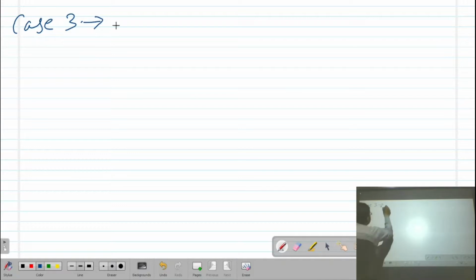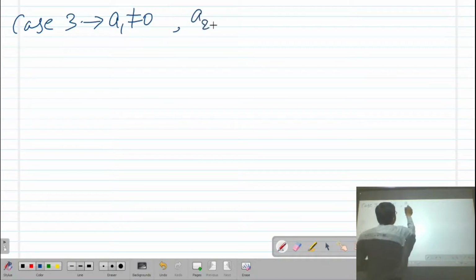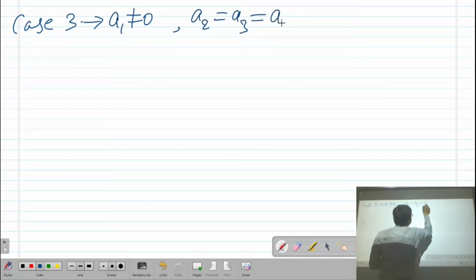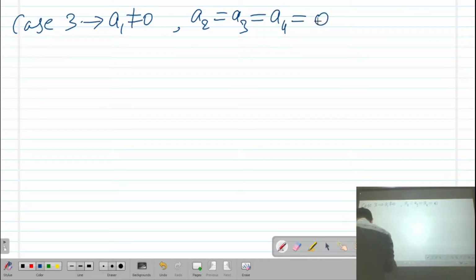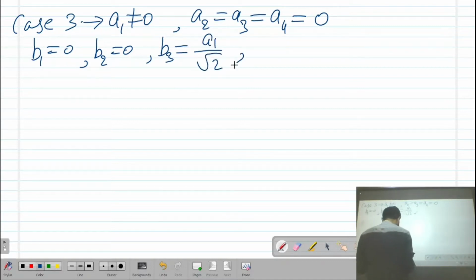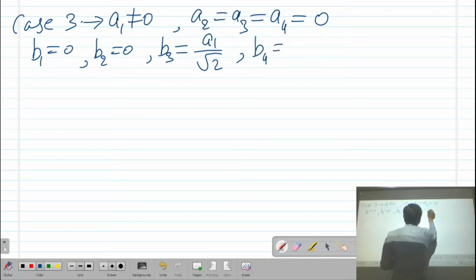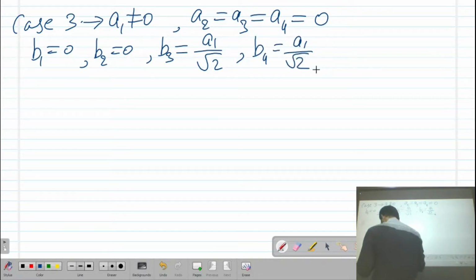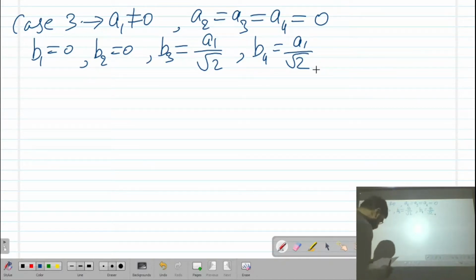In case number 3, we will have A1 is not equal to 0, and A2 equals A3 equals A4 equals 0. Then we will get B1 equals 0, B2 equals 0, B3 equals A1 by root 2, and B4 equals A1 by root 2. Okay? When power is fed into port 1, nothing comes out of port 2.